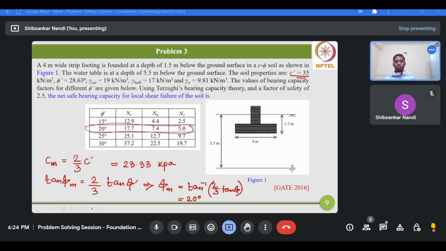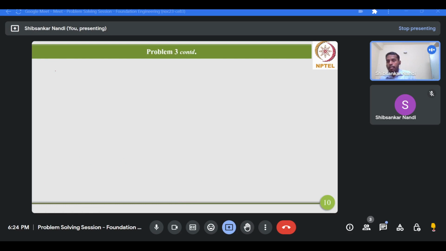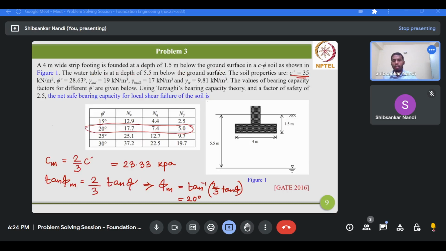And again, since this is a strip footing, there is no need to apply the correction for shape factor. So qu would simply be c Nc plus gamma Df Nq plus 0.5 gamma B N gamma.